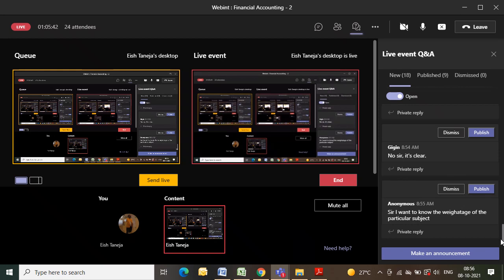Otherwise, a weightage is given on the top of the chapter, 20% each. So this is inventory, this is 20%. Each area has 5 topics. Each area has 20% weightage. Any more questions?